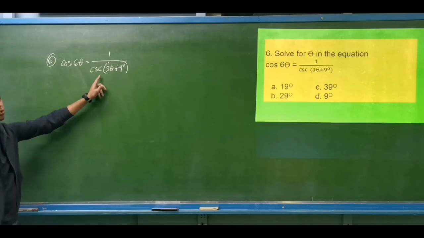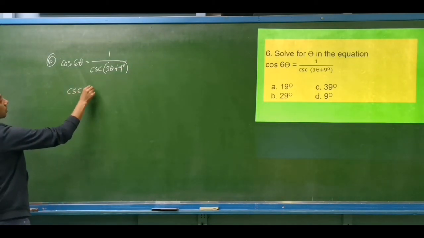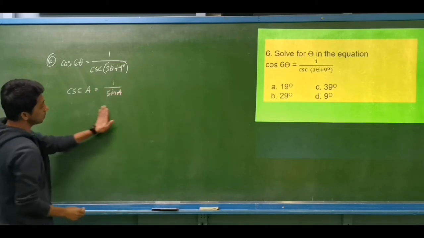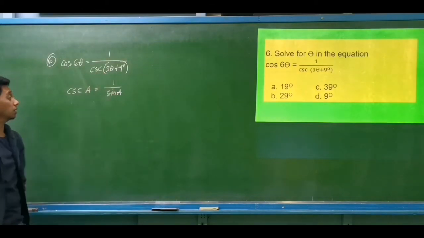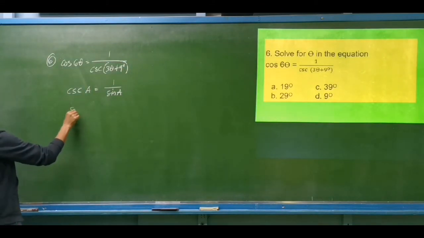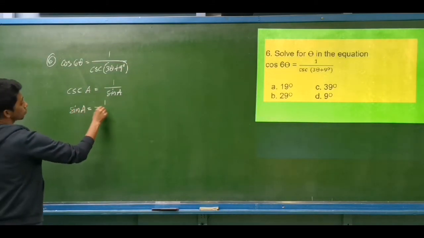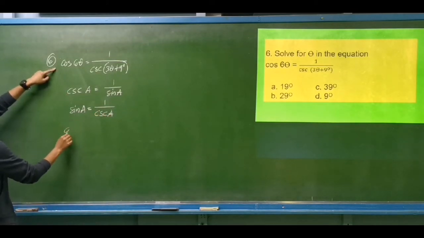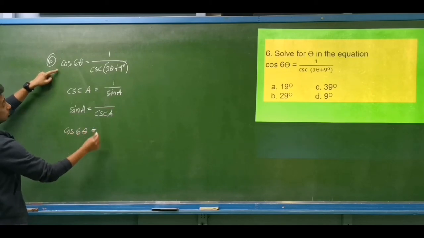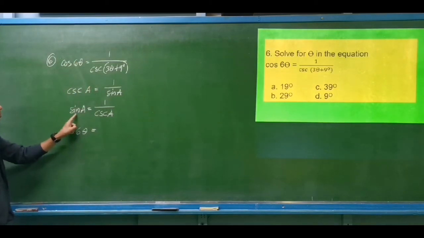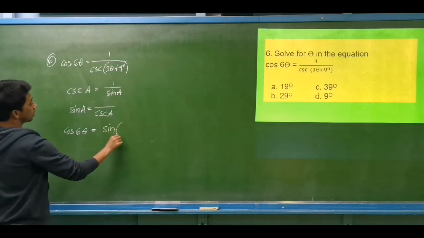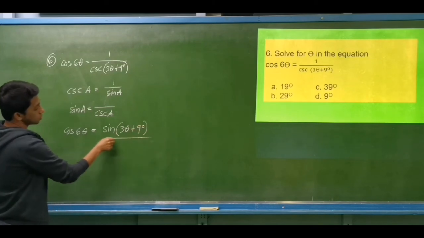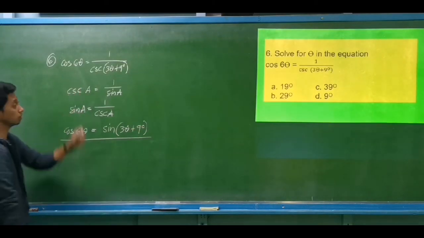Okay, simplify natin yung portion na to. Ano bang equivalent ng cosecant of angle A? That is the same as 1 over sine of angle A. Kasi wala namang cosecant sa calculator. So, ang equivalent naman ng sine of angle A is 1 over the cosecant of angle A. So, which means we have the cosine of 6 theta. Kapag 1 over cosecant, pareho lang yun sa sine. That is, the sine, ano yung kanyang angle? 3 theta plus 9 degrees. Ito lang yung simplified equivalent ng equation na to.